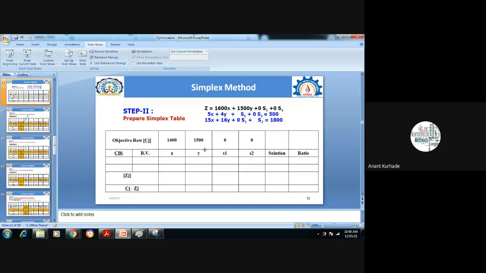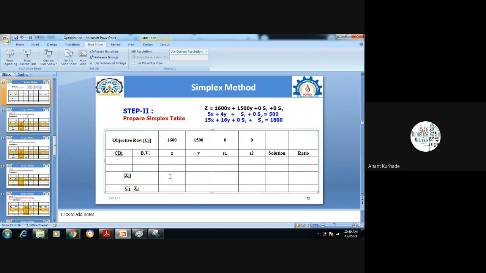Yes, sir. Now see, again you can have one question. Why have I drawn only these two? We have two constraints. You can add one more if we have three constraints. So this first row, the complete row, is for your first constraint. The second row is for your second constraint.